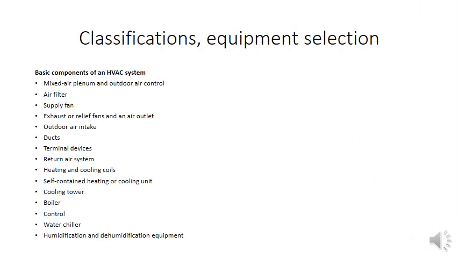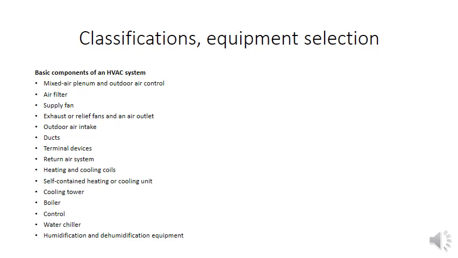So first, the classification and equipment selection. For an air conditioning system, which is largely known as HVAC, heating, ventilation, and air conditioning system, the main components are listed here. First, air plenum and outdoor air control. First of all, we need to control the flow of air, because that is going to affect the entire situation. Then filters, which are used to clean the flow of air. Supply fan, which is used to regulate the flow rate. Then exhaust and relief fan for air outlet.